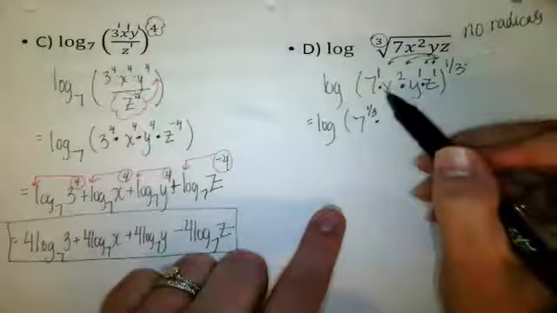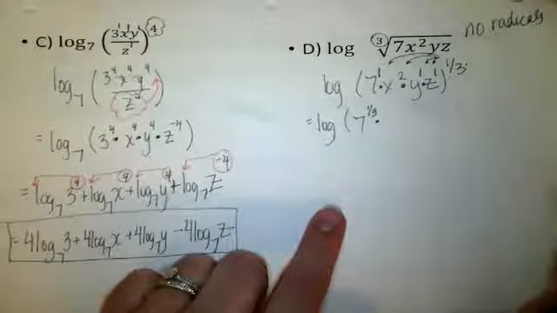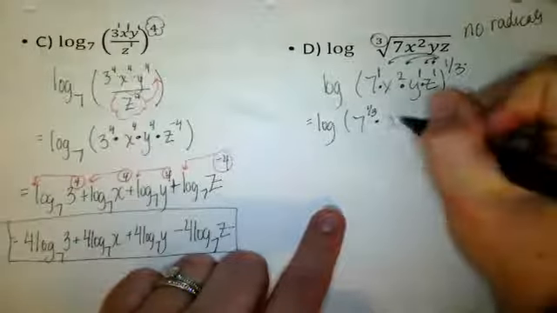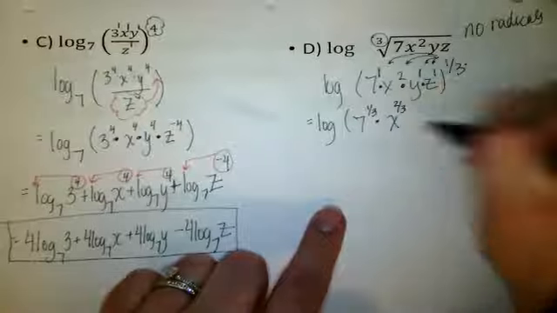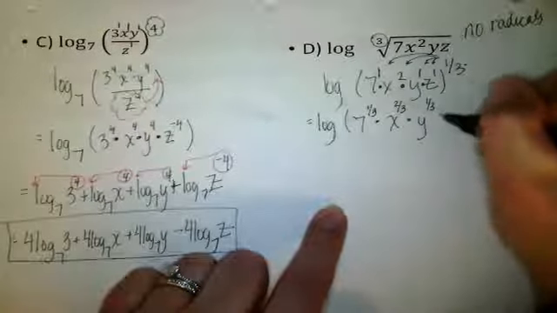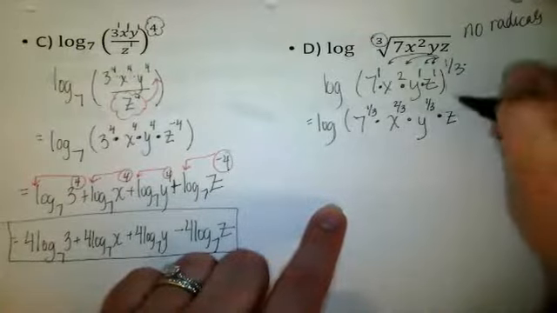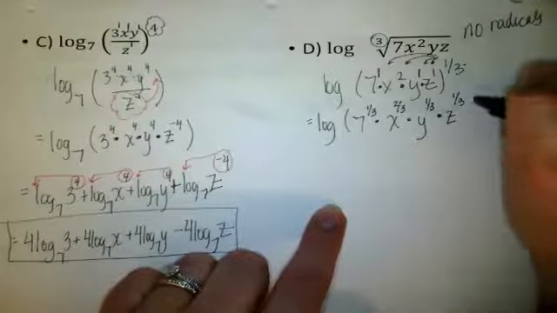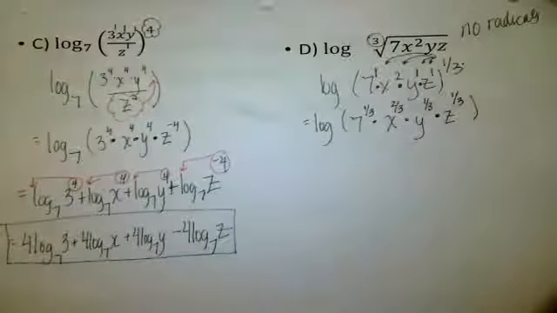1/3. What's x squared to the 1/3? 2/3, yeah. X to the 2/3. Y to the 1/3. Z to the 1/3. So we are multiplying 1 times 1/3 is 1/3. 2 times 1/3 is 2/3.